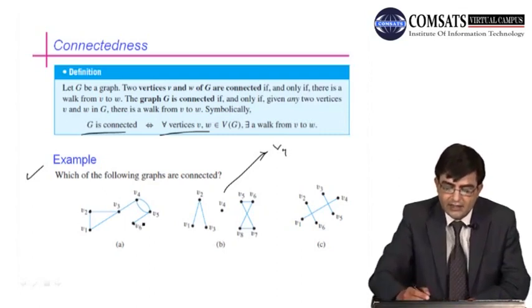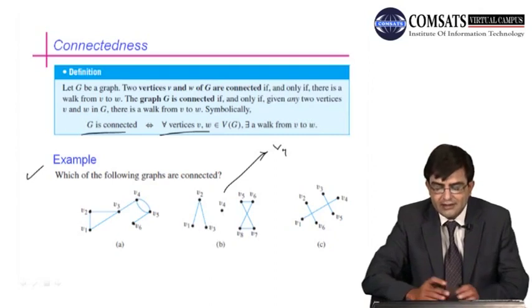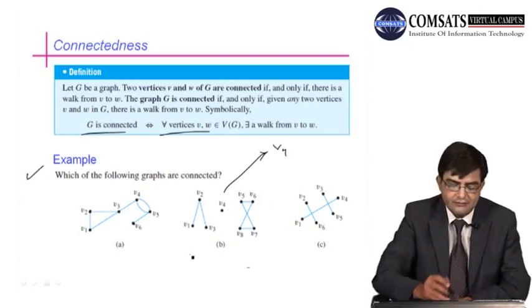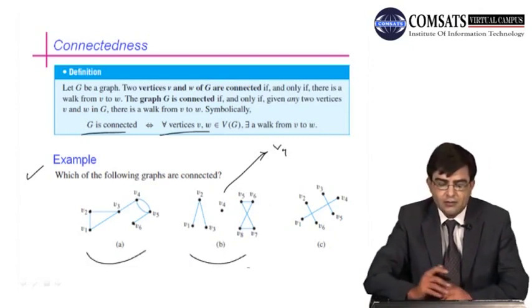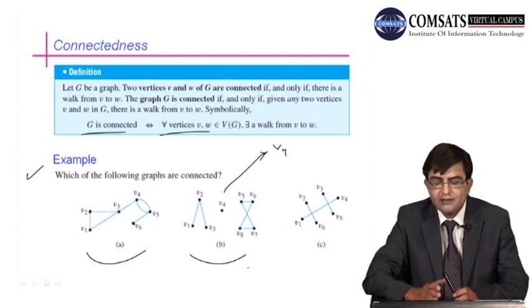Now here in this graph, if we choose V1 and V4, then there is no walk from V1 to V4. So this second graph is not connected, but the first graph is connected, because if we choose any two vertices in this graph, there exists some walk from the first to the second vertex.